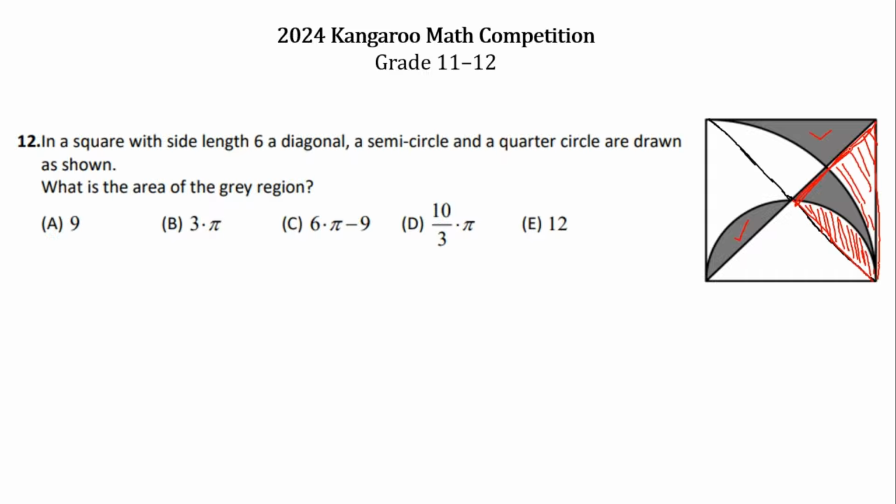Now we know that the side length of the square is 6. So this is 6, this is 6. So the area of the square is 36. And this triangle is 1/4 of the entire square. So just get 1/4 of 36, divided by 4. The area of this triangle must be 9 square units. So the total area of the gray regions must also be 9. Alright? So the answer is option A.